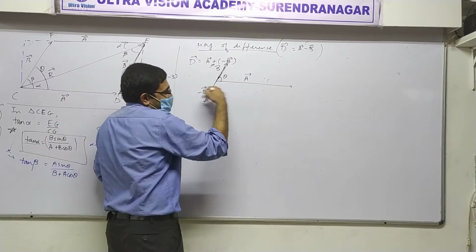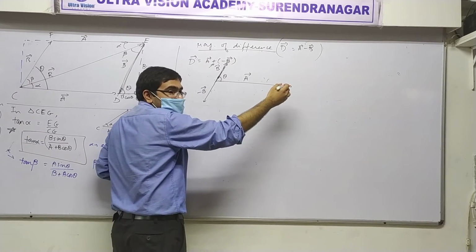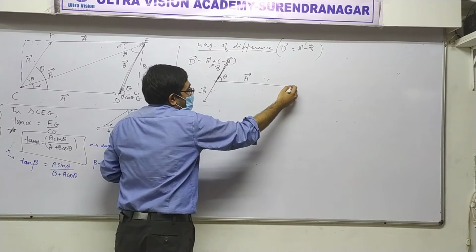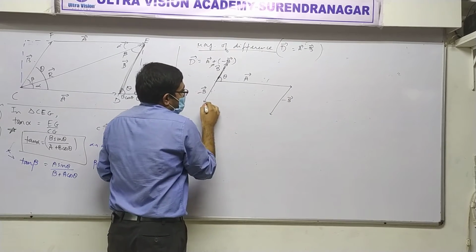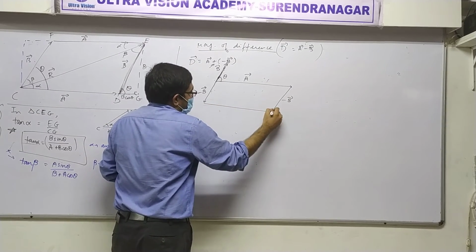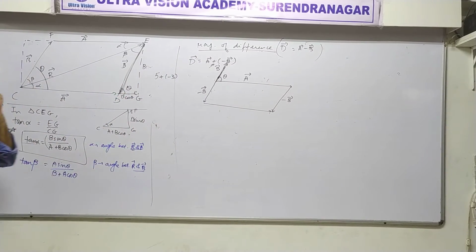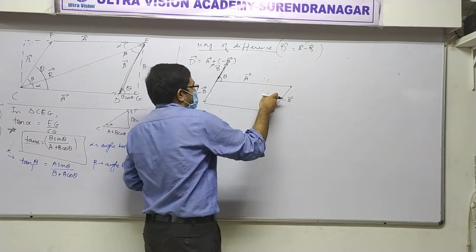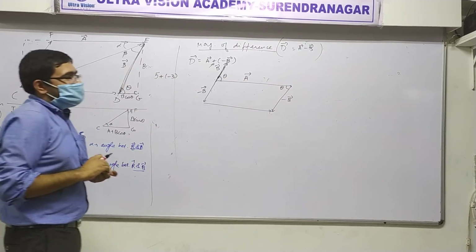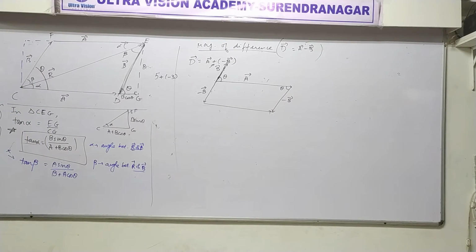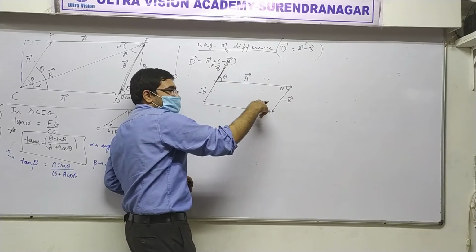So this is A vector, B vector, minus B vector, and I'm going to complete the parallelogram. Have you understood this so far? Now, this and this are parallel sides. So if this angle is theta, this angle is also theta. Do you agree with that? Alternate angle.